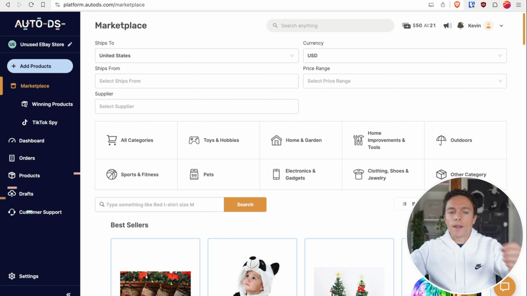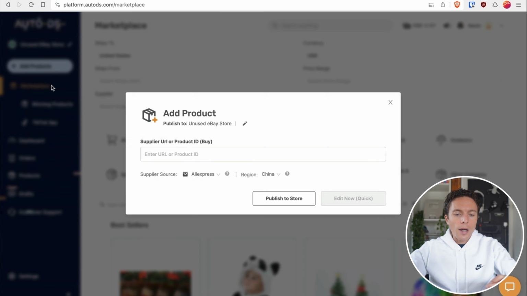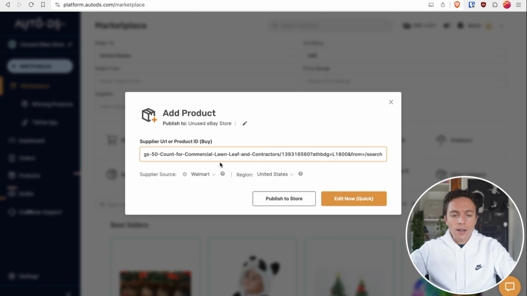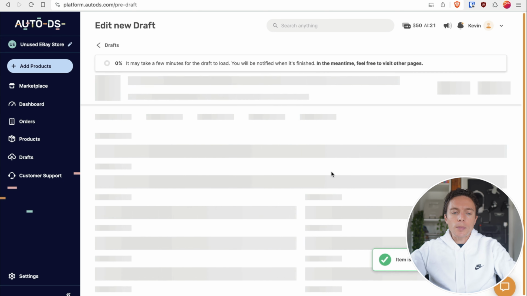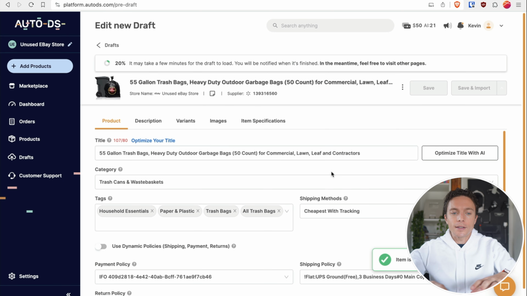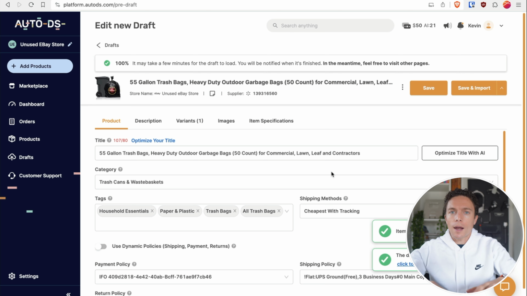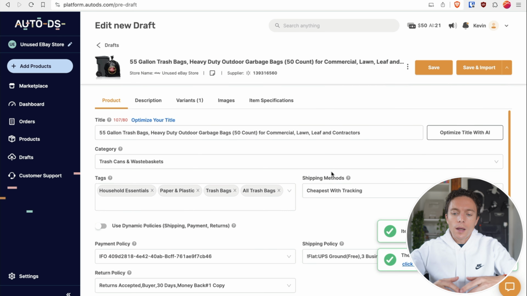Then I will come over to this tool. This is the one I mentioned before that actually helps me list items. And I'll click on Add Product, Single Product. And now I will paste in that URL and I'll click on Edit Now Quick. By clicking on Edit Now Quick, this gives me the option of making sure that the listing looks exactly the way that I want before it gets listed. But you can see it pulls in all the information for you. Like this is the title right here. I can change it here.